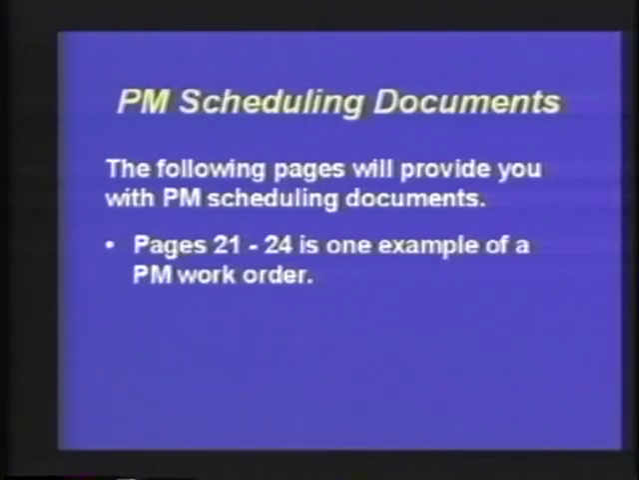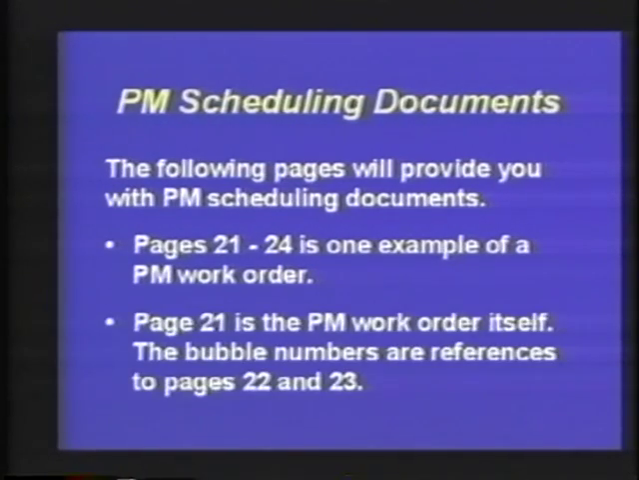Let me merely identify the documents for you. On pages 21 to 24, there's 4 pages. The first page is a PM form, which is on page 21. Page 22 and 23 illustrates the data that is on the form and where it came from. It's kind of an audit trail, and it's very detailed. And page 24 is a list of some common frequency code numbers for your use.